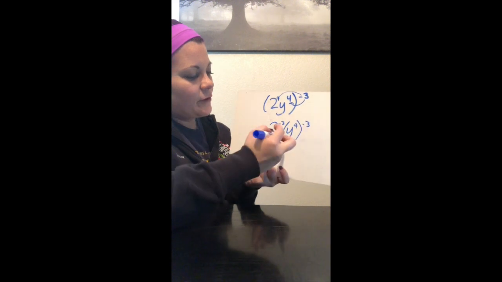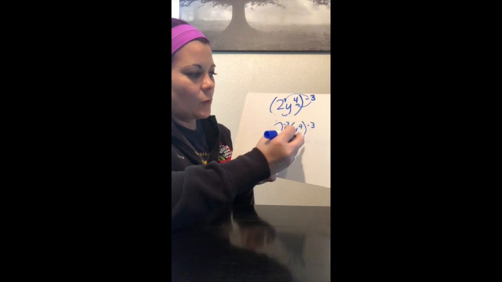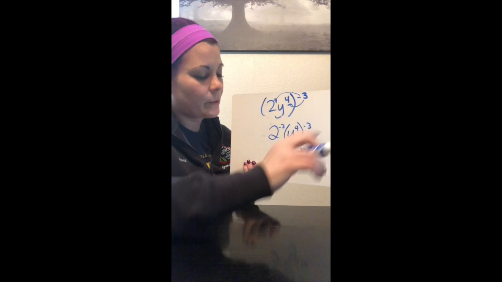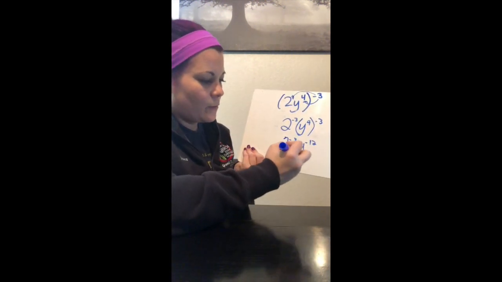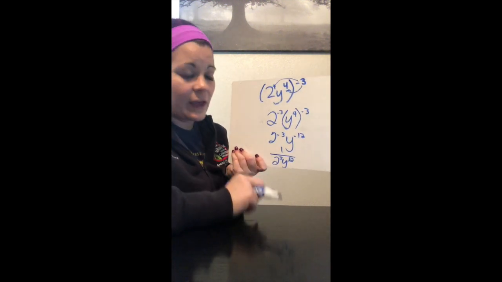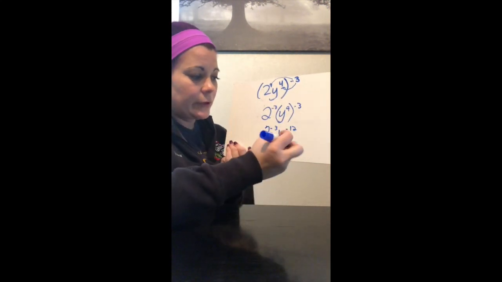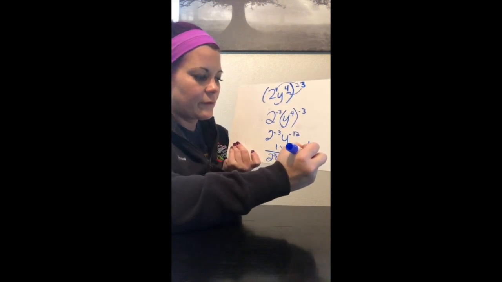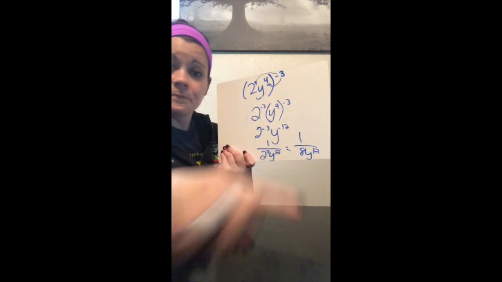So I'm going to simplify it even more. 2 to the negative 3 times y to the 4 times the negative 3 is negative 12 because it's a power raised to another power, so we multiply. Now I'm going to simplify my negative exponents. So it'd be 1 over 2 to the third y to the 12th. I just put them down at the bottom to make them positive. And then I can simplify 2 to the third even more. So 2 to the third is 8. So my final answer is going to be 1 over 8 y to the 12th.